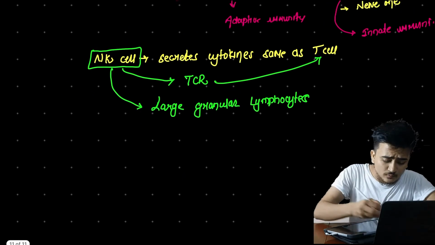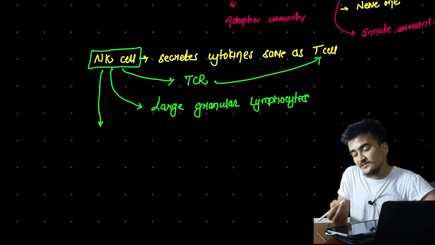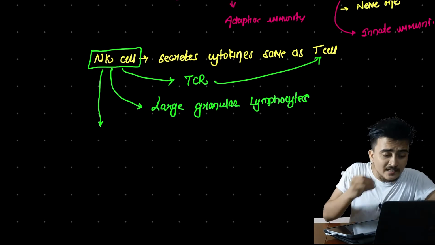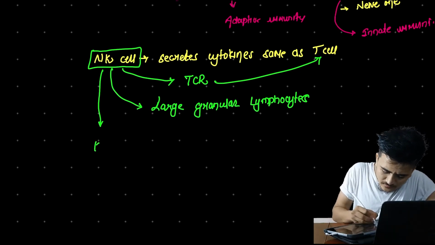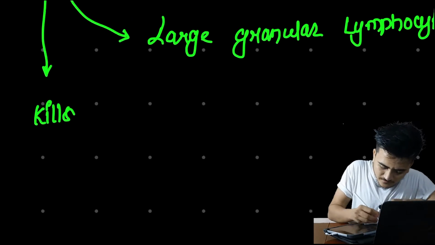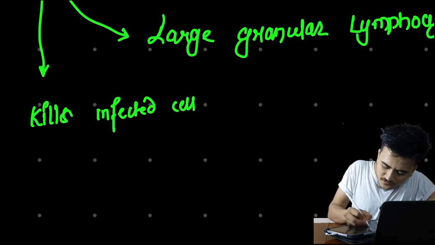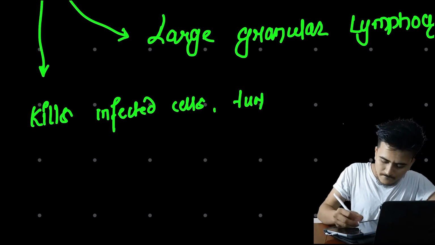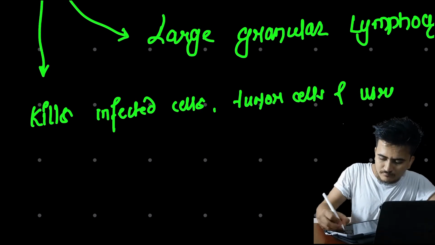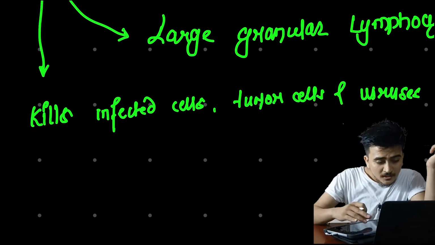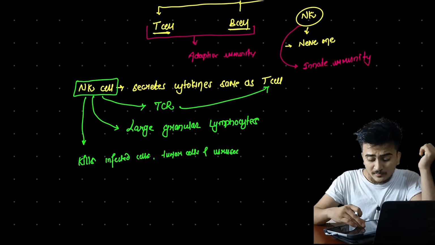And what is the function of the NK cell? Through the name we can know its function. It kills infected cells, tumor cells, and viruses. That is all. Now we have covered a brief introduction about NK cells.